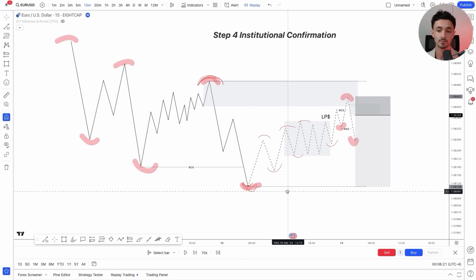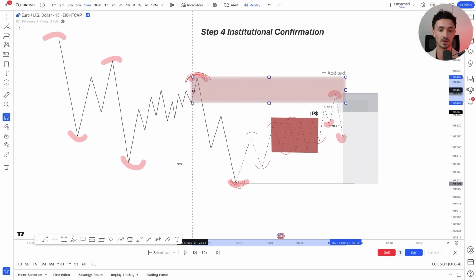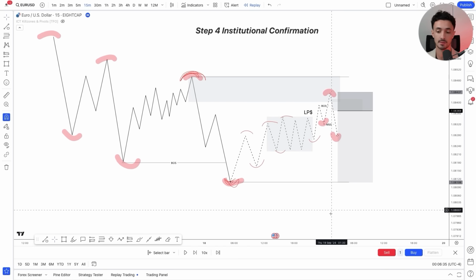Step number 4, we want to wait for a buildup of internal liquidity on our way back up to that point of interest. And then we want to wait for it to be manipulated and trade into our point of interest. And the final step is our lower time frame confirmation.